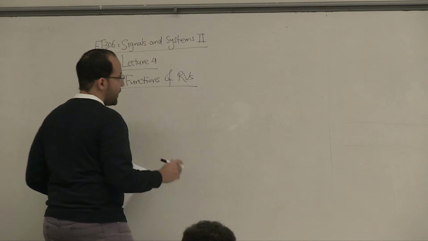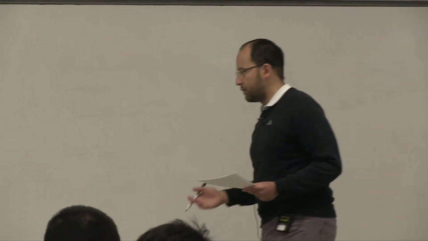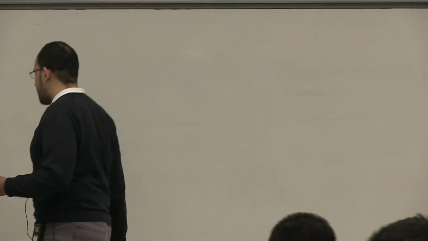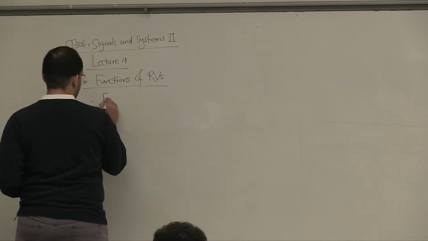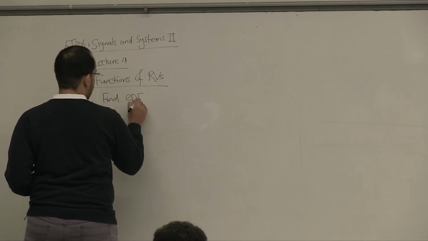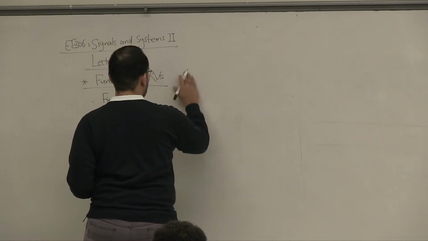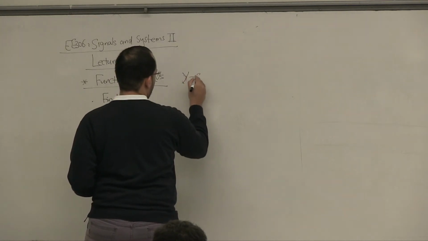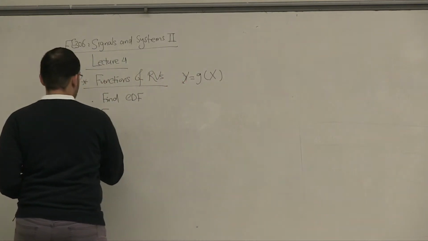So what are the generic steps that you should follow in order to get to a CDF and a PDF of a function of a random variable? There are some shortcuts we will talk about later on, but let's talk about the generic way. So we start by finding the CDF. And let's here talk about a generic function y equals g of x. How to find the CDF?